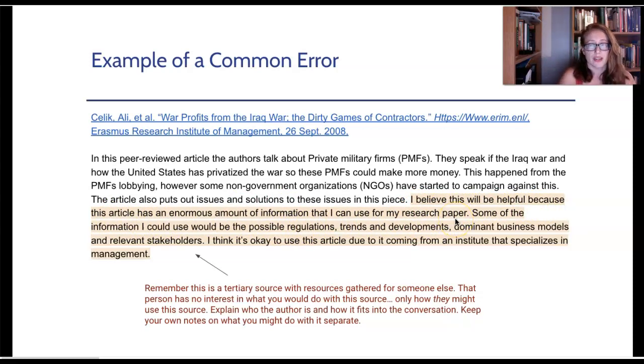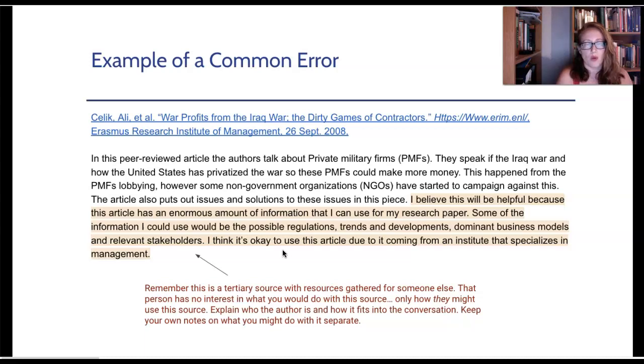This person has just turned this annotated bibliography into something personal for themselves and not something that they are writing for someone else. If we're doing this simulated writing experience or situation, the person accessing your annotated bibliography is not going to care how you plan to use it personally in your paper later. It's just to let them know what's useful about this source. Some of the information I could use would be possible regulations, trends and developments, dominant business models, and relevant stakeholders. I think it's okay to use it again, like we're not using I, we're not using me, we're not using the personal stuff.